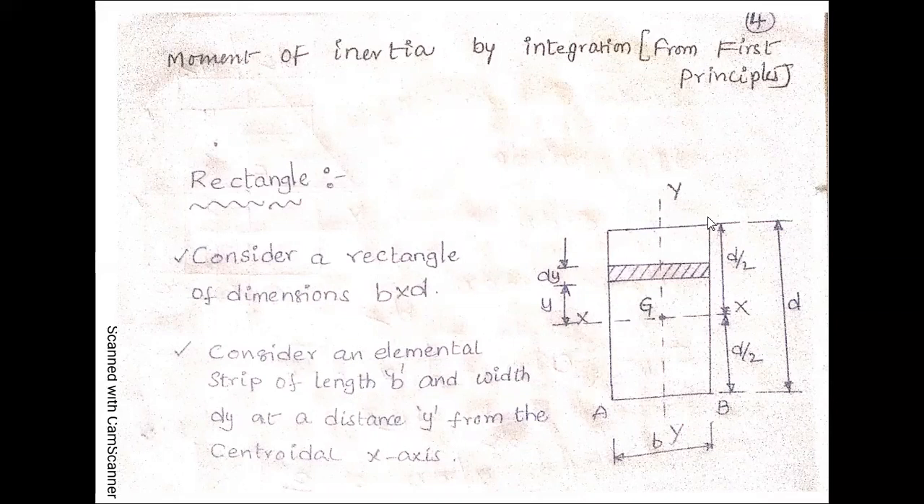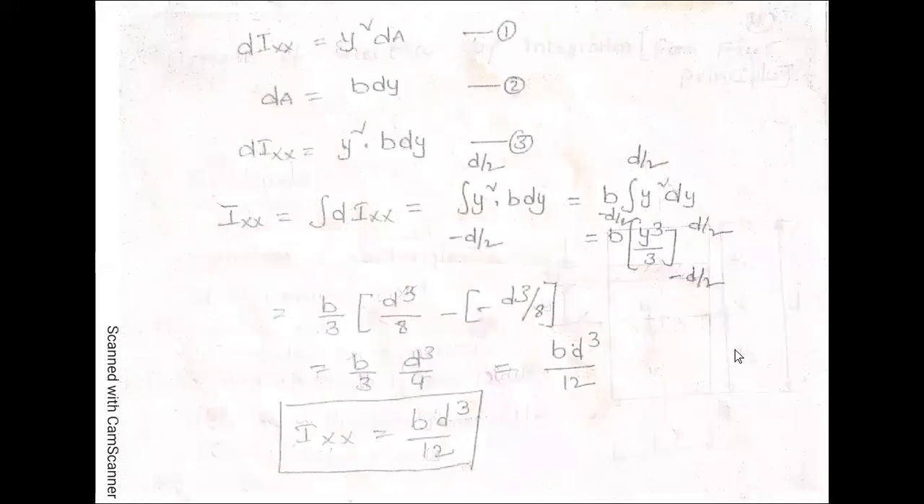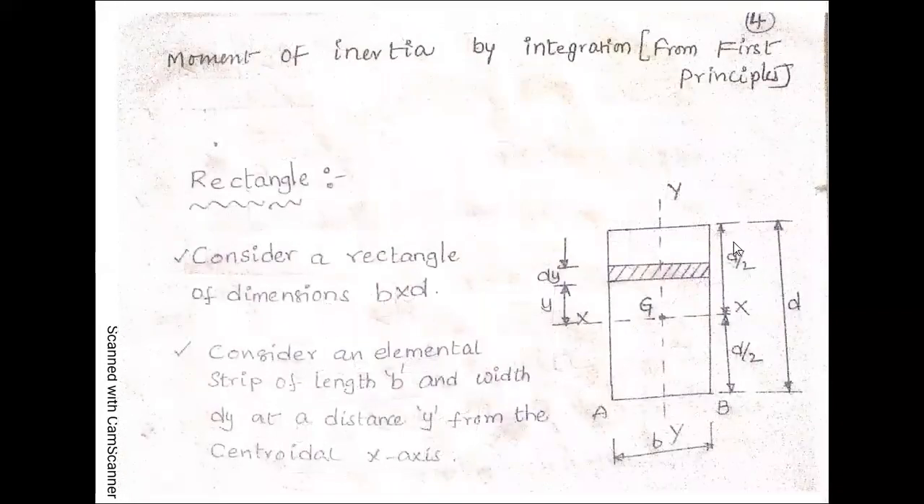As we know, for a rectangle, the horizontal centroidal axis is located d by 2 distance from the top edge and d by 2 distance from the bottom edge, because the rectangle is symmetric about the x-axis as well as the y-axis. So the centroid is located d by 2 distance from the horizontal side and b by 2 distance from the vertical side. That we know very well. Now the strip is located at y distance from the horizontal centroidal axis, that is the x-axis.